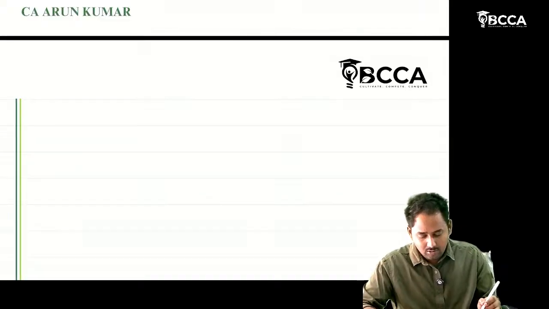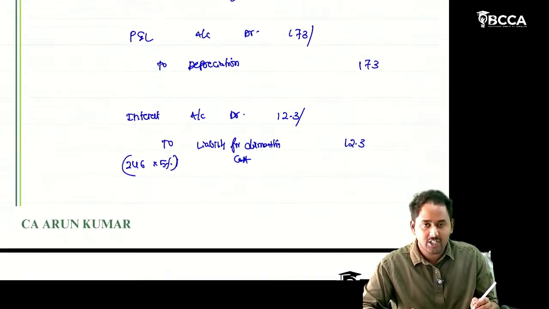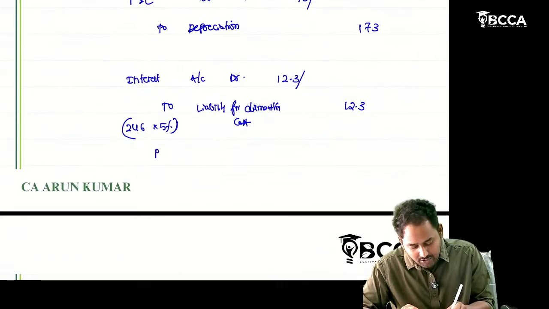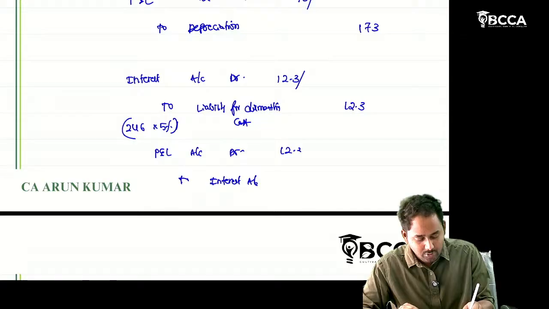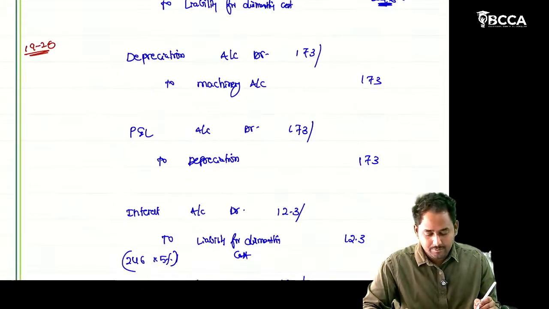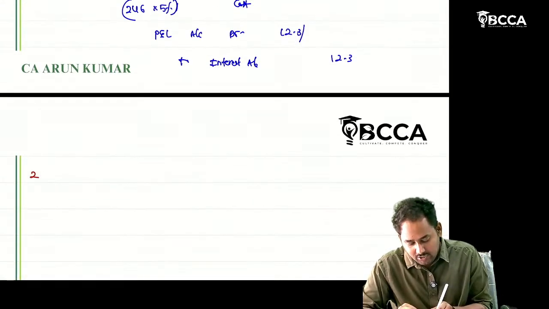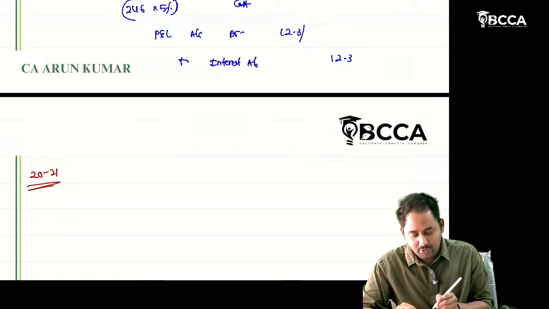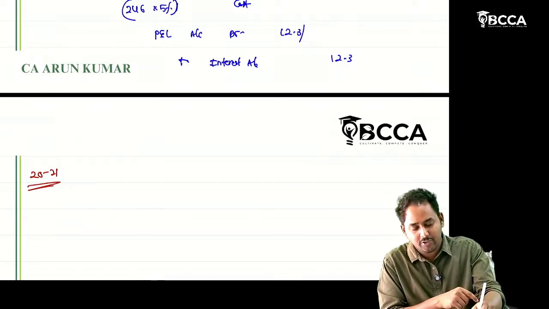Next, this interest should be transferred to P&L again. P&L account debit to interest account, how much? 12.3. Then what is the next aspect? With respect to 2021, tell me the journal entries with respect to 2021.